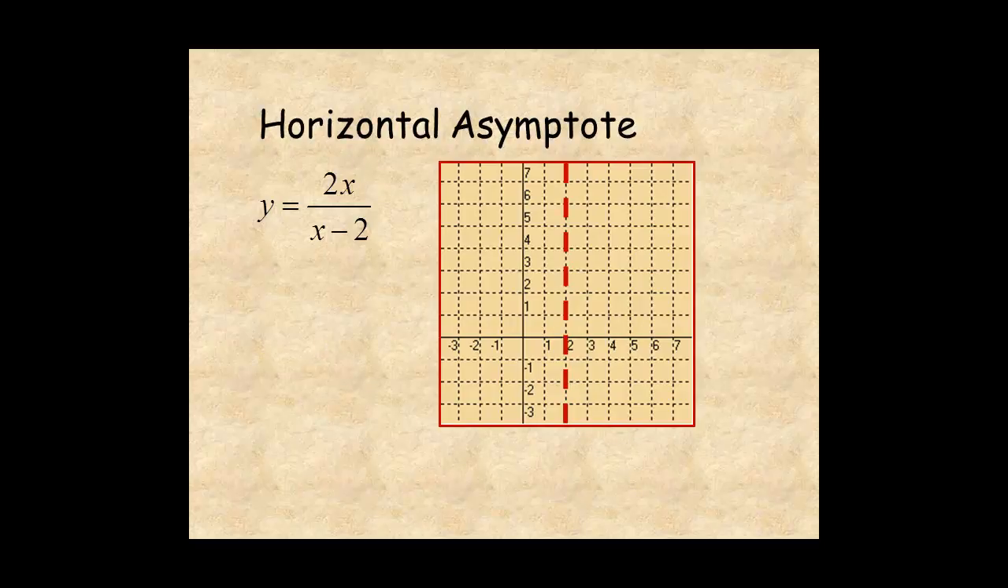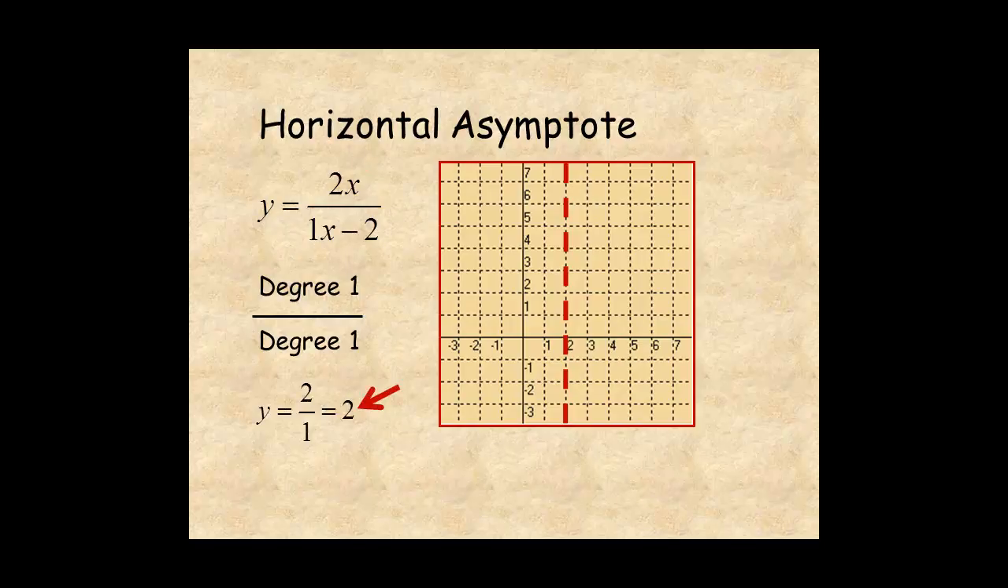For this rational function, the numerator is degree 1, and the denominator is degree 1. Since the degree of the numerator and denominator are equal, the HA is the ratio of the leading coefficients, 2 over 1. So the HA for this function is the horizontal line y equals 2.